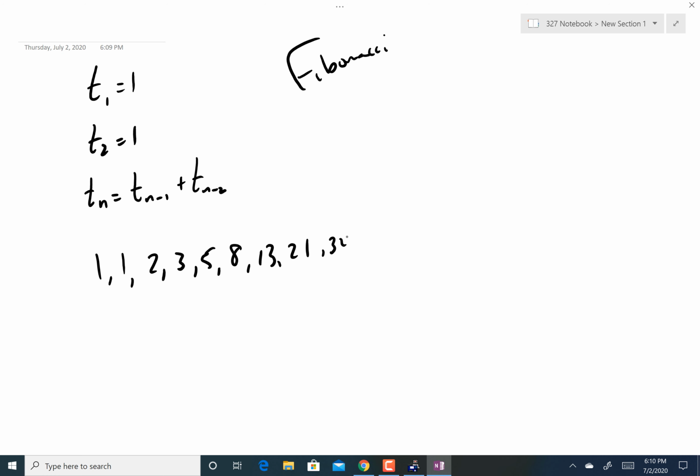The Fibonacci sequence. Where you go 1, 1. 1 plus 1 is 2. 1 plus 2 is 3. 2 plus 3 is 5. 3 plus 5 is 8. 13, 21, 34, 55, 89. I can't remember. Dot, dot, dot.